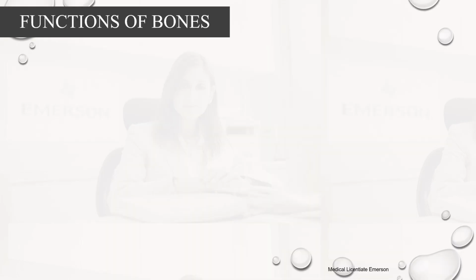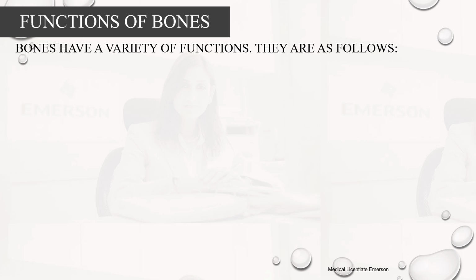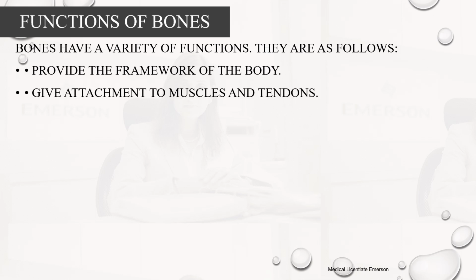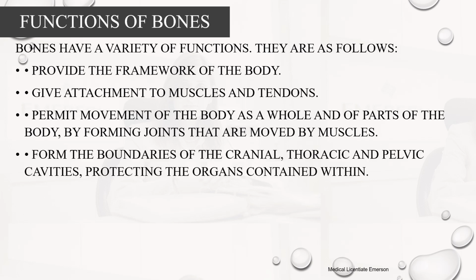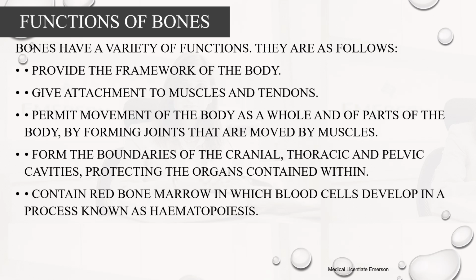Okay, then functions of bones. What are the functions of bones? Bones have a variety of functions, and they are as follows. They provide the framework of the body. They give attachment to muscles and tendons. They permit movement of the body as a whole and of parts of the body by forming joints that are moved by muscles. They form the boundaries of the cranial, thoracic, and pelvic cavities, protecting the organs contained within. They contain red bone marrow, in which blood cells develop in a process known as hematopoiesis.